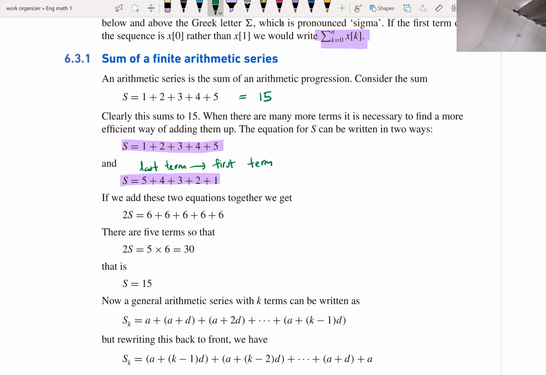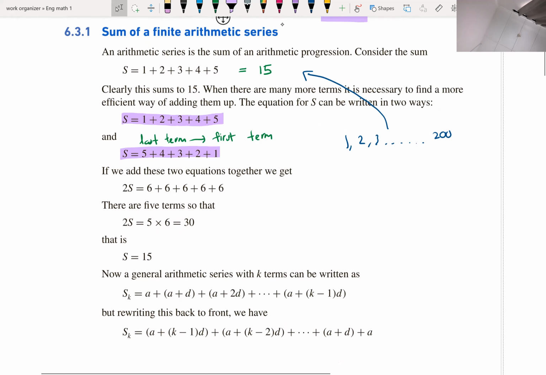Here we want to show you how to calculate in a simple way. Let's say terms of sequence until 100, let's say 1, 2, 3 until let's say 200 something. It will be difficult to calculate manually like this, so there is a simplified way. This is the example. Let's say we add these two equations.